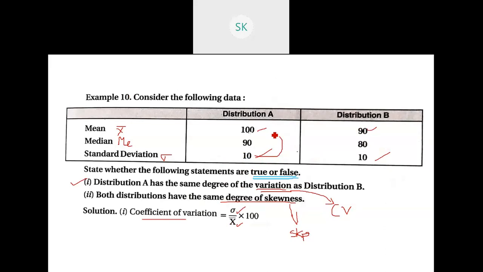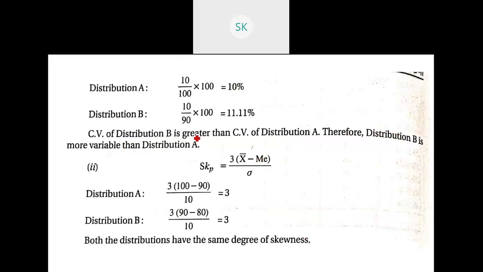So 10 divided by 100 into 100, and 10 divided by 90 into 100. So 10 divided by 100 into 100 will give us 10%, and 10 divided by 90 into 100 will give us 11.5%. Which means the coefficient of variation of distribution B is greater than that of distribution A. So B has the highest coefficient of variation. That is the first observation. Therefore, distribution B is more variable than distribution A. So this is the actual answer.